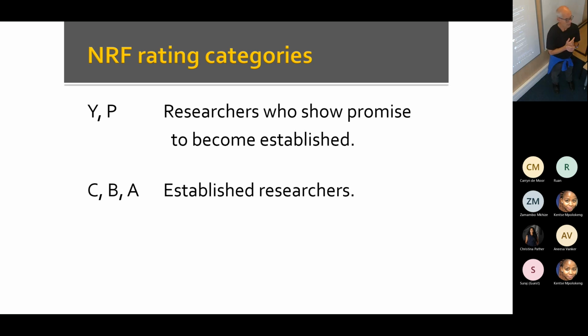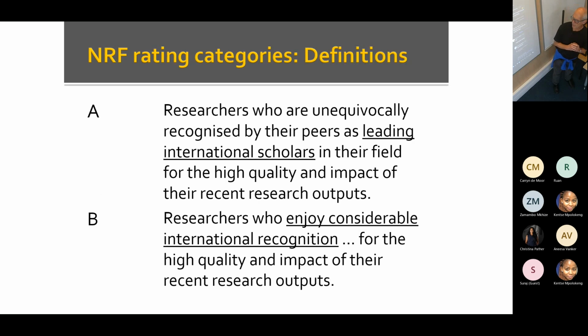So these are the rating categories that I've just alluded to. Y and P are what I call junior categories. C, B, and A are senior. And if we go to the next slide, it will become apparent why I make this distinction. So it's an age distinction. Sorry, it's the next slide.